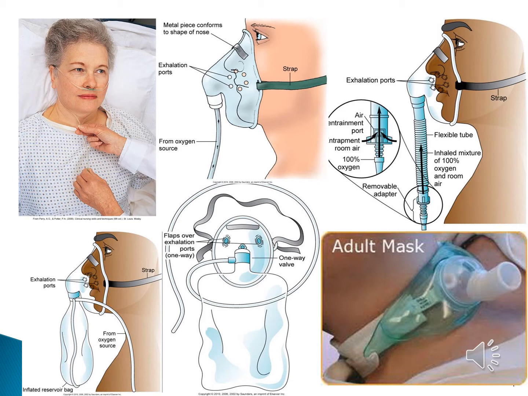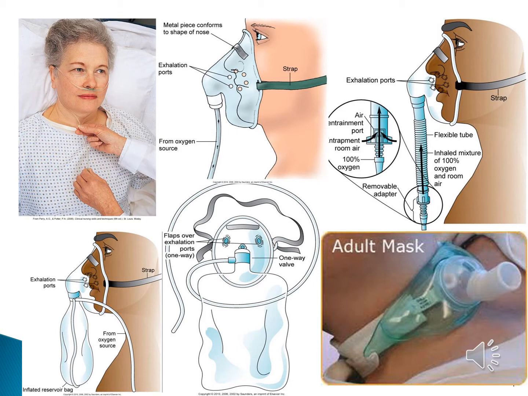Then the bottom left is the non-rebreather. This is for acute respiratory issues. You do not want to leave the patient on a non-rebreather mask for a long period of time. It's high flow oxygen, and they can run into complications that we'll discuss later in the PowerPoints as far as oxygen toxicity and things like that.